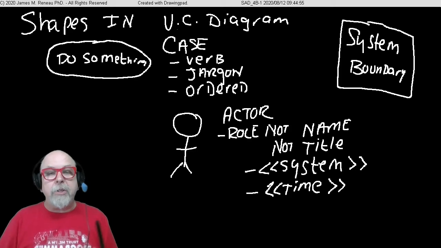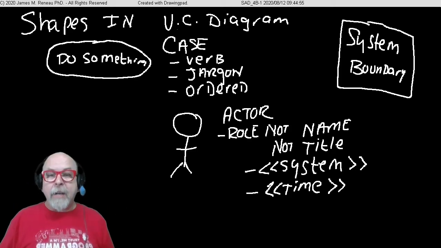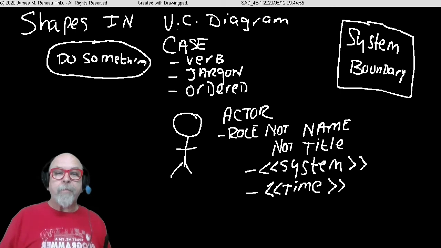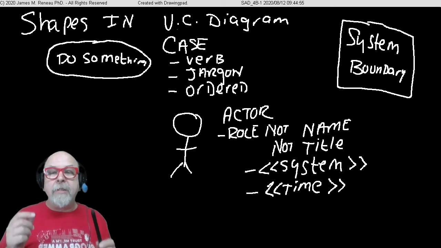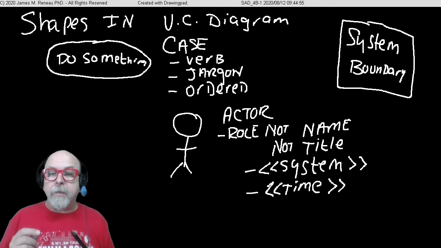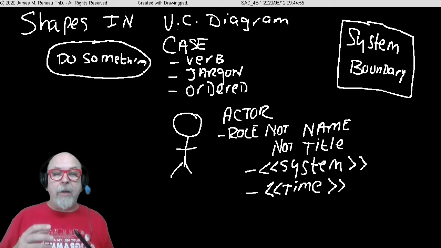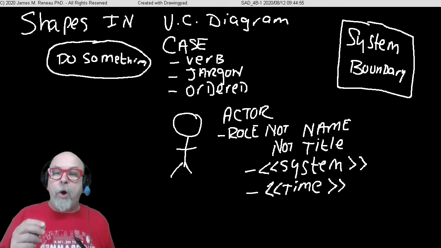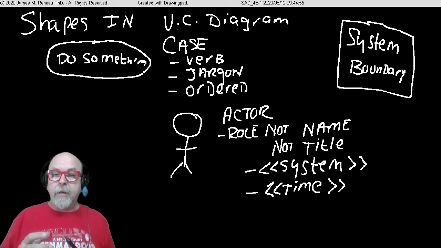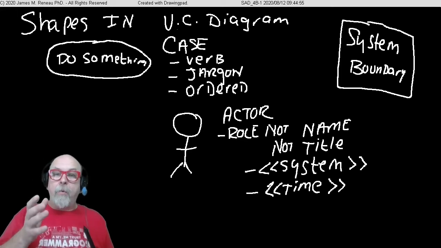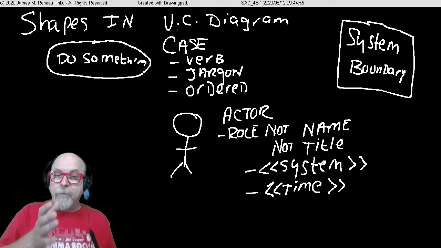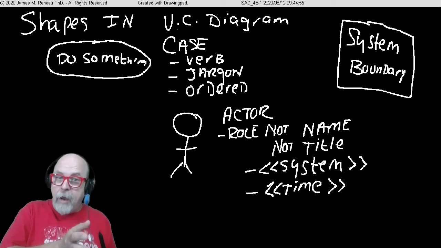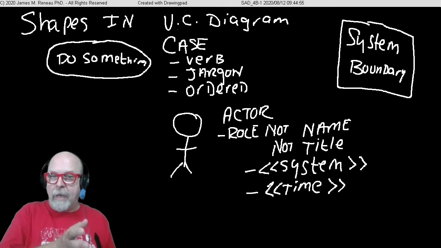The next symbol that you want to use is the actor. For the actor, just draw a stick figure. The actor represents roles, not titles. I don't want a person's title. I don't want vice president. I don't want a name, like Bob. I want what is their role in the system. Just like with an actor in a movie, I don't want lead actor, and I don't want Johnny Depp. I want the character he's playing, the role he's playing.